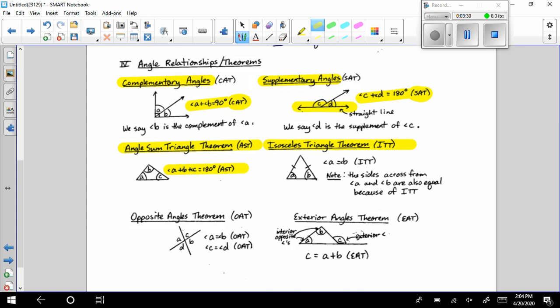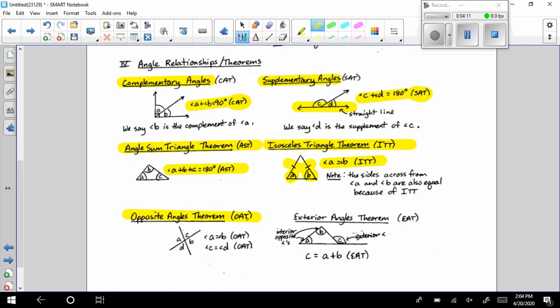Isosceles triangle theorem has the acronym ITT for its justification. The isosceles triangle theorem states that if two side lengths are equal in a triangle, then the two base angles must also be equal to one another. Unlike the previous three relationships, rather than having the two angles adding up to a specific value like 90 degrees or 180 degrees, these two values are actually equal to one another. Angle A is equal to angle B.